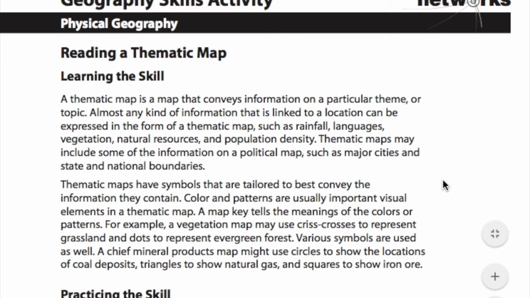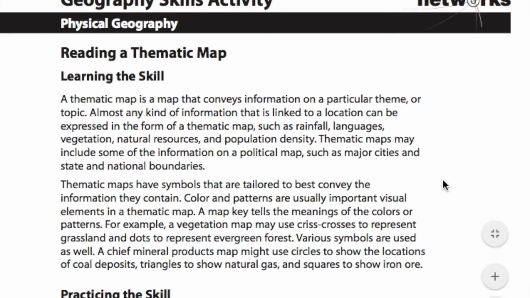Let's take a look. Learning the skill. A thematic map is a map that conveys information on a particular theme or topic. Almost any kind of information that is linked to a location can be expressed in the form of a thematic map, such as rainfall, languages, vegetation, natural resources, and population density.